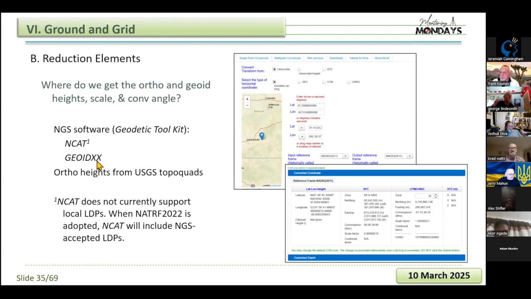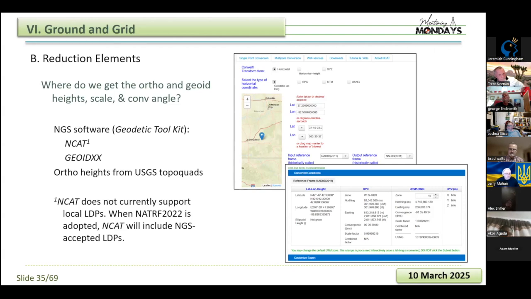The latest version is Geoid 18. That's a geoid model that most of you are using in your GPS stuff anyway. When you're doing your GPSing and stuff to convert your ellipsoidal heights to orthometric heights, you have to have a geoid model loaded. Well, Geoid 18 is the latest one that NGS has developed. That's the one that most people use. But it's also an interactive calculation on their website in their Geodetic Toolkit. So if you put in the latitude and longitude, it'll come back to you with the geoid height in that area. And again, the ortho heights can come from USGS topo quads.